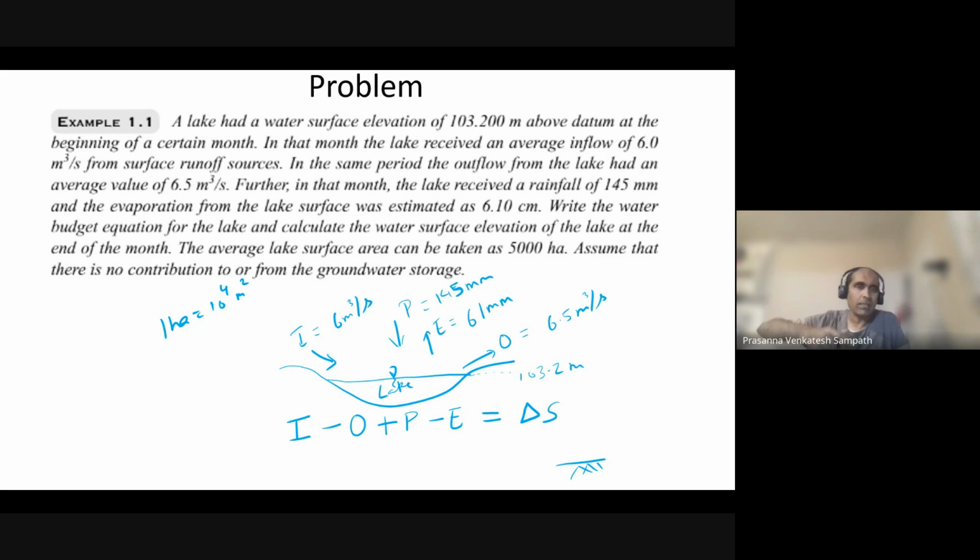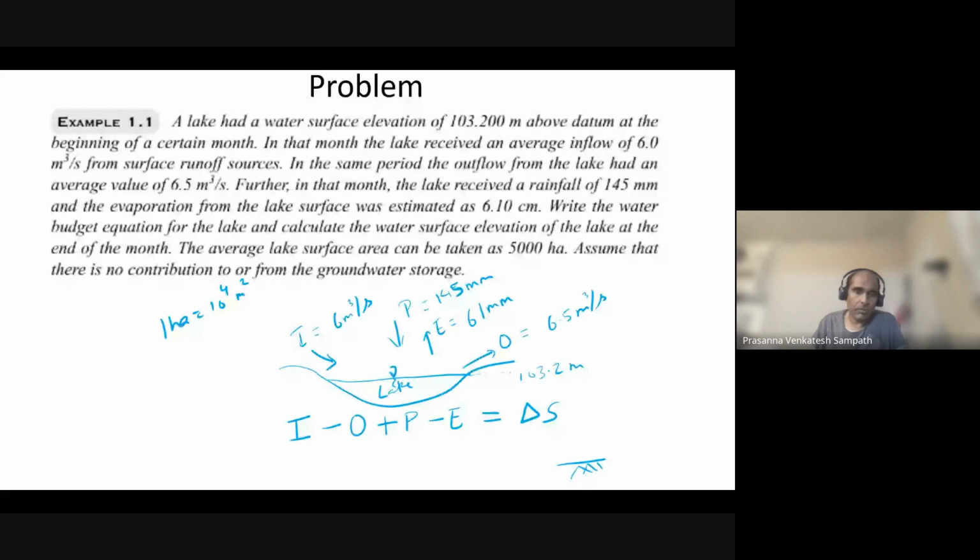But the question is asking what is the water surface elevation of the lake at the end of the month. That gives you a hint that if you get this delta S in units of meters, then you can directly use that to find out what the water surface elevation will be at the end of the month. It doesn't make sense to get an answer in meter cube per second and then convert it to meters. Instead, you just convert everything to meters and solve the whole problem. So how do I convert I to meters?